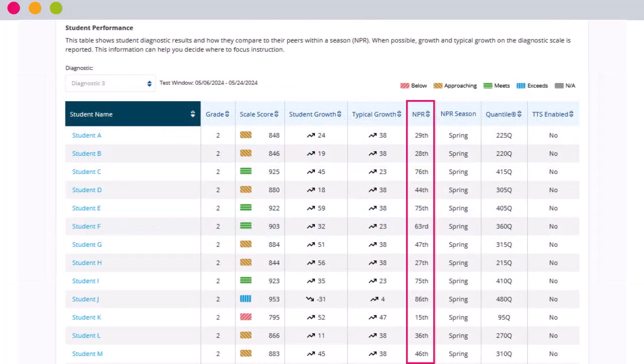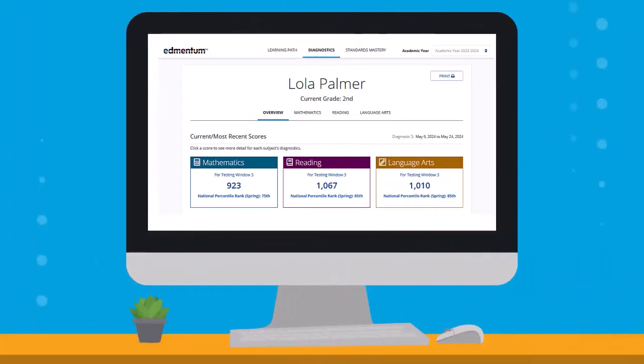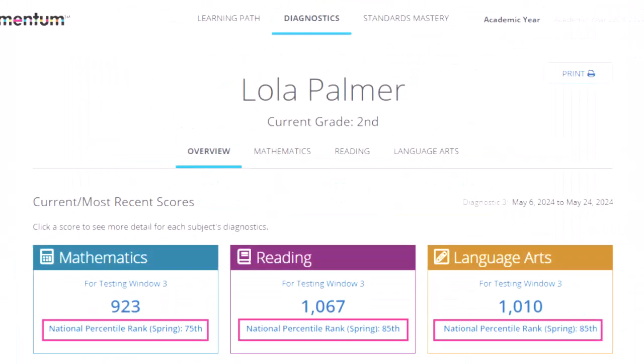On the class report, the teacher can sort by national percentile rank to determine which students are generally scoring higher or lower than other students across the nation. Finally, on the aggregated results reports, administrators can also see the percent of students that fall into 4 percentile rank categories.